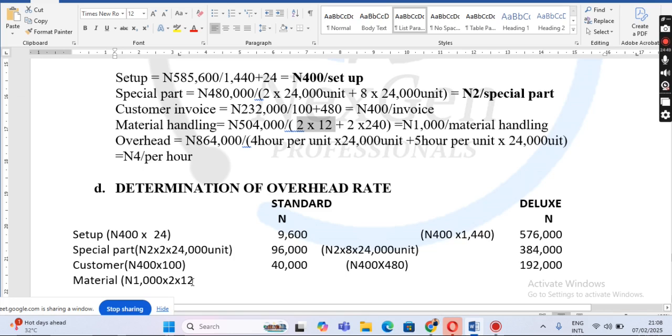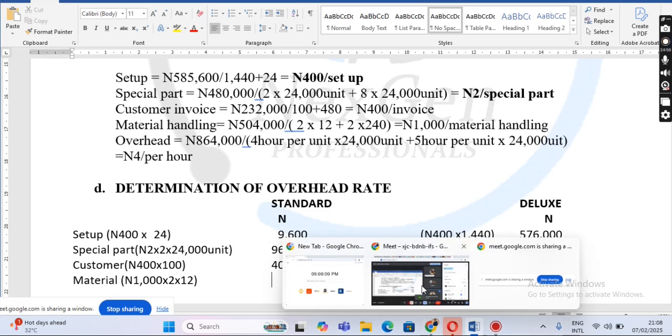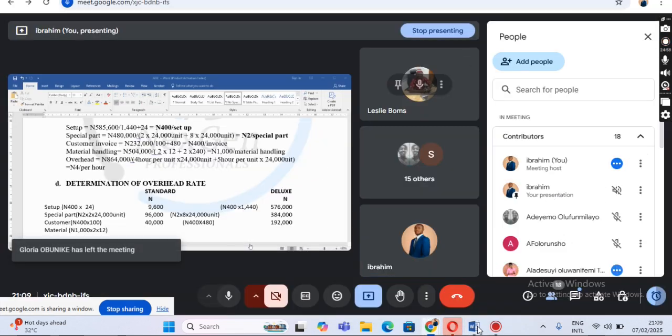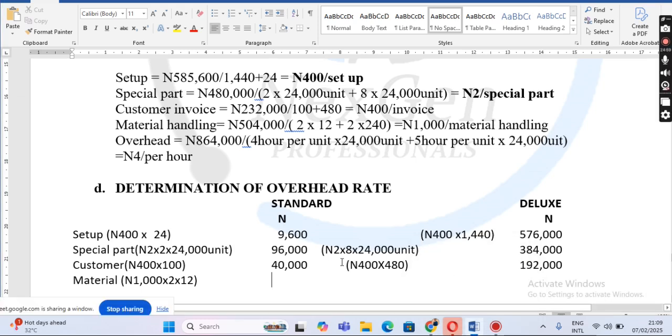Now, times that, what do you have, class? 24,000 naira. Okay, 24,000 naira. Okay, the next is, you can see this is how you'll be apportioning it, right?